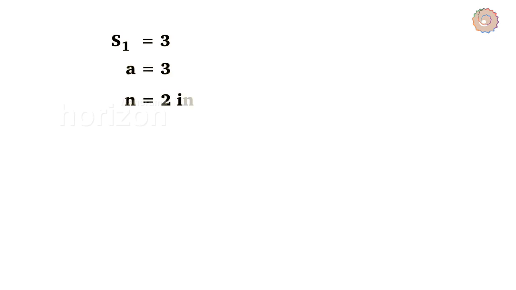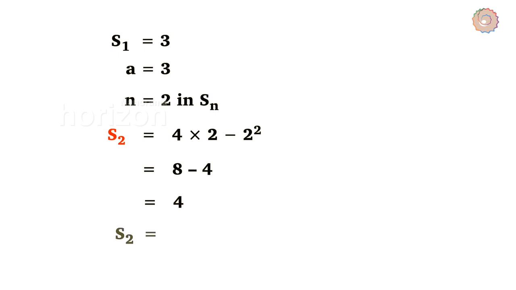Now, taking n equal to 2 in Sn, S2 is equal to 4 into 2 minus 2 square, which is equal to 8 minus 4 is equal to 4. Therefore, sum of first two terms, that is S2, we got it as 4. Now, we need to find A2, A3, A10 and An.